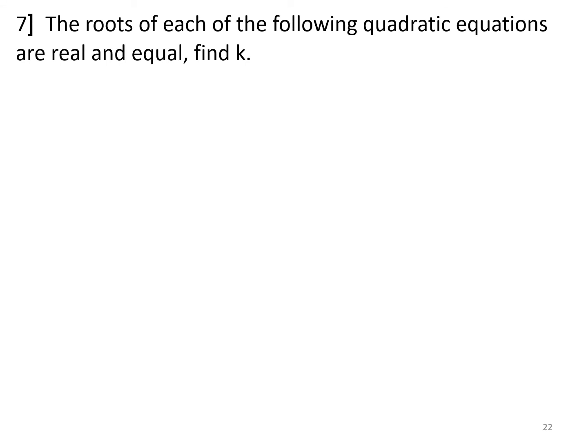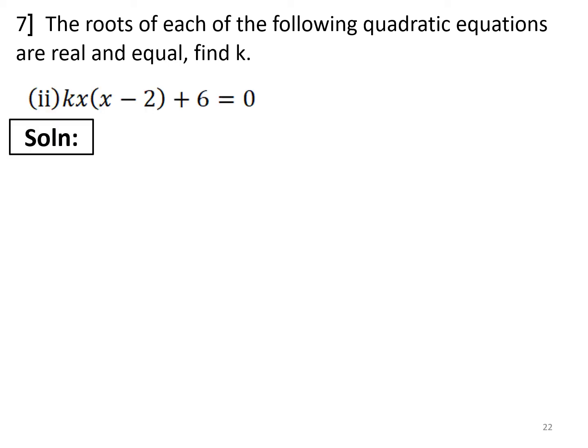Seventh question. The roots of each of the following quadratic equations are real and equal. Find k. So we'll do the second sub question now: kx(x minus 2) plus 6 is equal to 0. We have to find out the value for k, but they have given the condition that the roots are real and equal in nature.